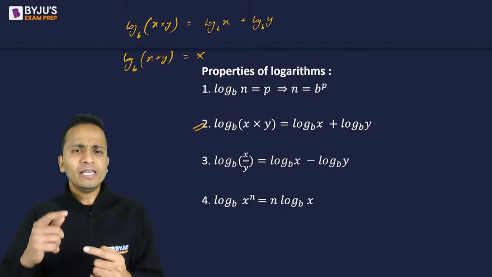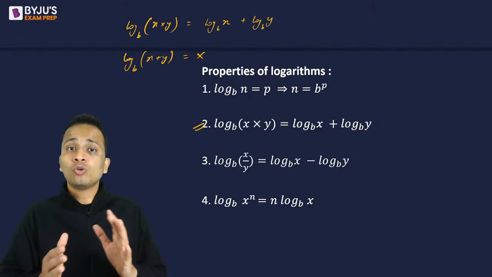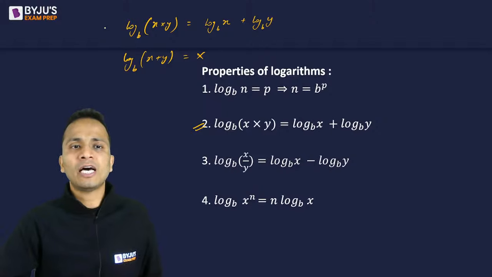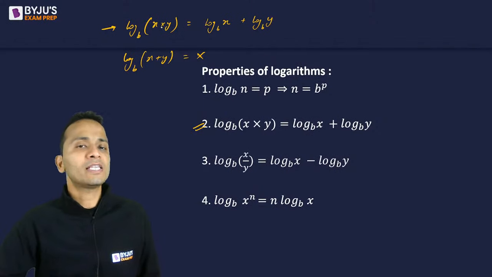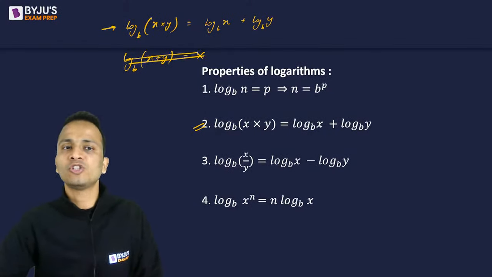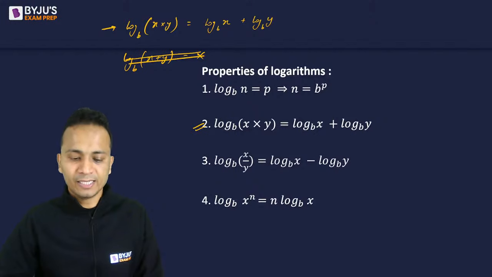So generally what happens is, we get confused between these two properties, these two statements, these two expressions. So the expression that is written up there, this log of x multiply y, this can be written as log x plus log y, not this one. So there is no property related to log of x plus y. Okay, be careful about the brackets.